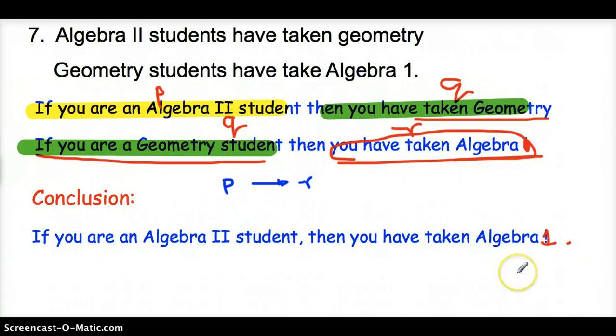So we've learned our deductive reasonings, our law of detachment and syllogism.